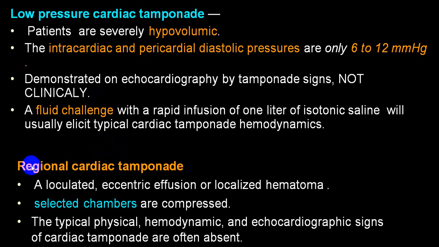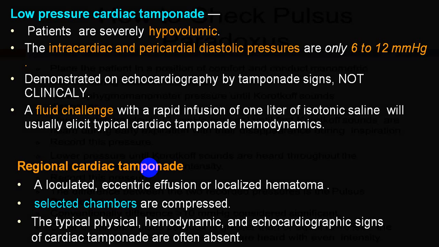There is another variety we call the regional cardiac tamponade, which is very commonly because of a localized effusion or loculated effusion, or what we call a localized hematoma, where you will have a selected chamber which is compressed, and that will be demonstrable very clearly again on echocardiography, where you will not have all the classical symptoms and signs of cardiac tamponade.